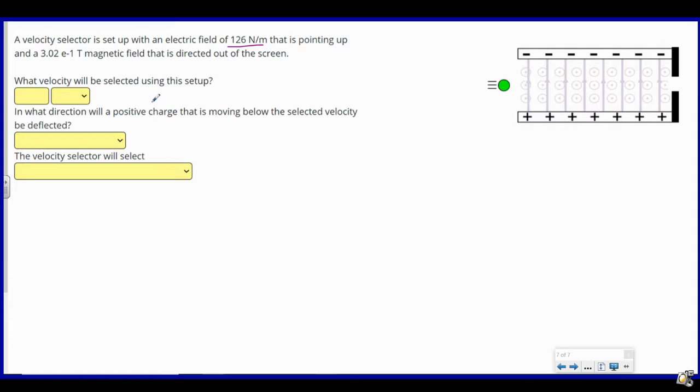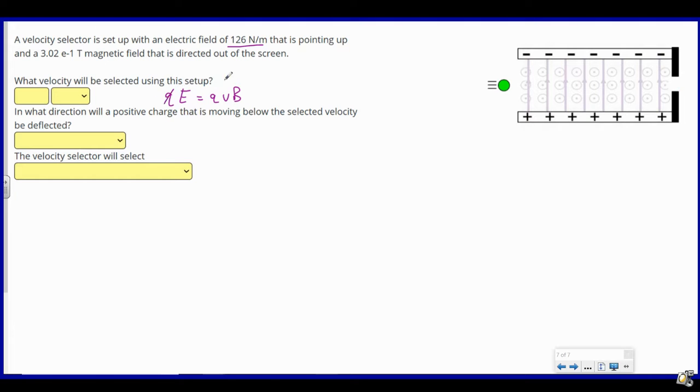Remember that for the velocity selector, we need the electric force and the magnetic force to be in equilibrium. So QE, the electric force, has to be equal to QVB, the magnetic force, in order for this charge to pass through this region undeflected and make it through the other side.